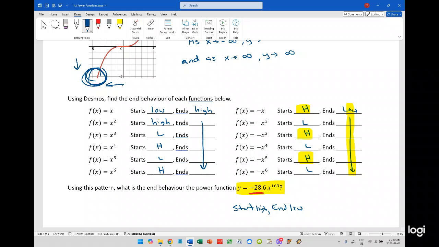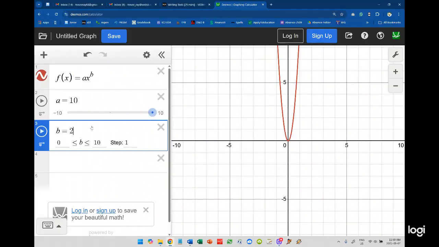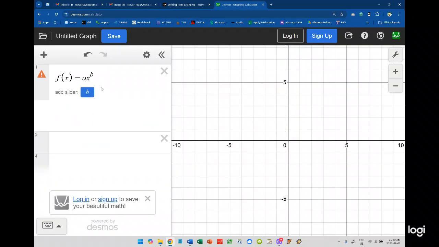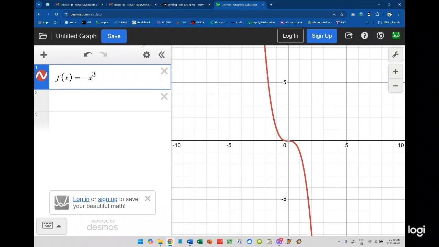So if I flip back over, switch to here, we'll punch in, let's get rid of those. Negative, actually I'm just going to leave that as negative. That's what negative x cubed looks like. So that's basically the same idea. It's a negative odd exponent power function.